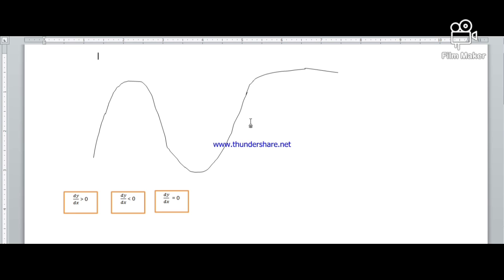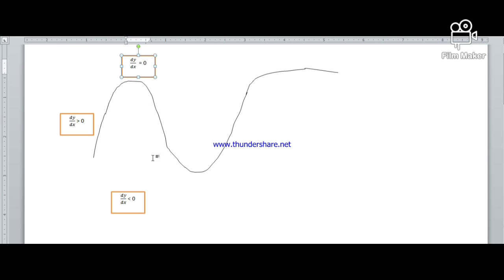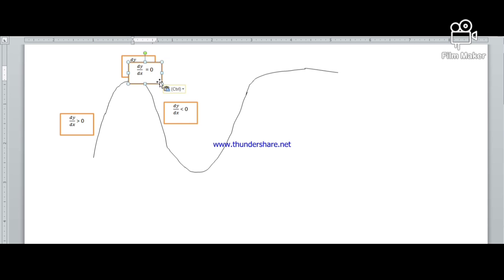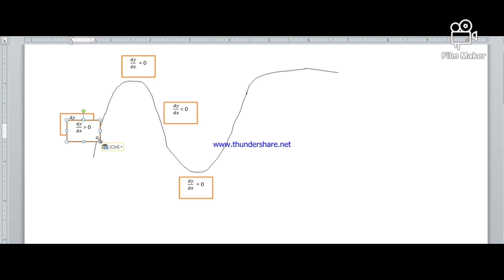Let's consider this graph. In this graph the first part is the increasing part, so we can say dy by dx greater than 0, and it meets a stationary point, that means dy by dx equals 0. The third section is a decreasing part, there dy by dx is less than 0, it reaches a stationary point, so there dy by dx is equal to 0, again it goes to an increasing function, there it is dy by dx greater than 0, and the remaining part goes as stationary there.